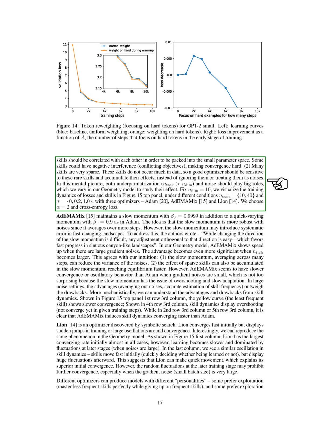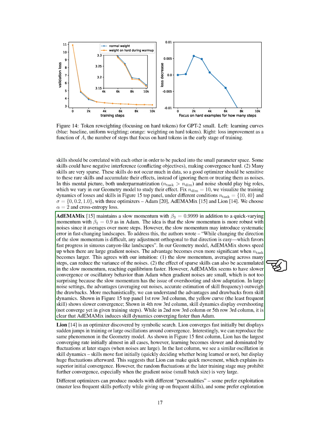In our geometry model, we fix the dimensionality at 10 and visualize the training dynamics of losses and skills under different conditions, varying the number of tasks and noise levels, using three optimizers: ADAM, ADEMA Mix, and Lion. ADEMA Mix maintains a slow momentum alongside a quick varying momentum, which helps it handle noise better by averaging over more steps. However, this slow momentum can introduce systematic errors in rapidly changing environments.